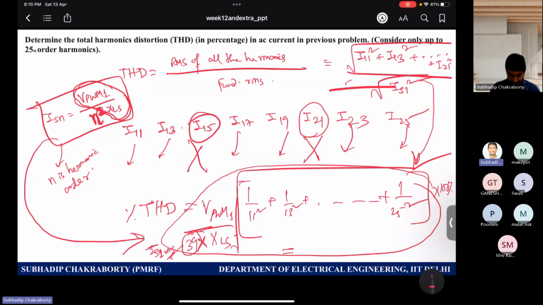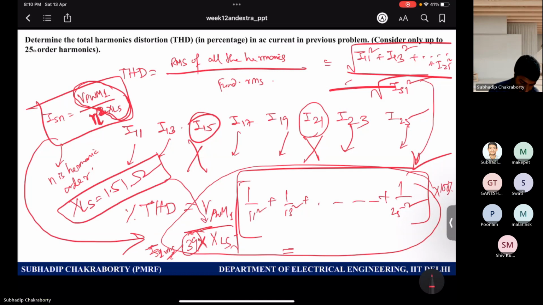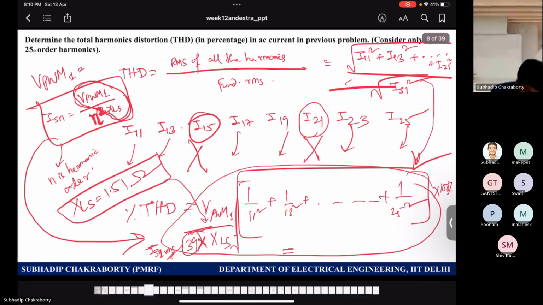So how much is the THD? The XLS value is coming as 1.51 ohms. So this also you can plug in. And VPWM1 is how much? 261.4, right? So now you calculate.